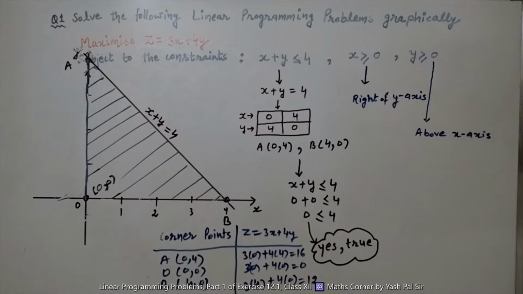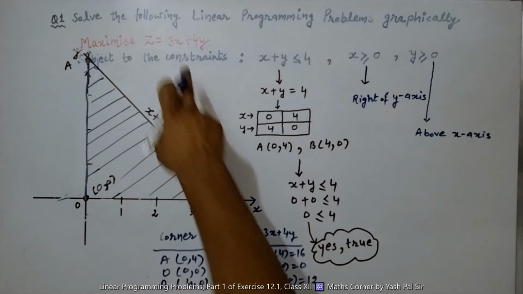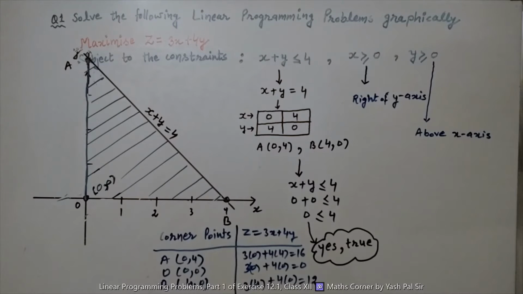So what was our question? The question was maximize z is equal to 3x plus 4y. So out of these values, which one is maximum? 16 is maximum. So this is the maximum value at x is equal to 0, y is equal to 4. So this is the solution to this problem.